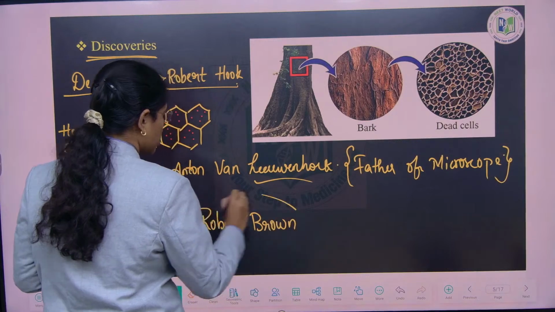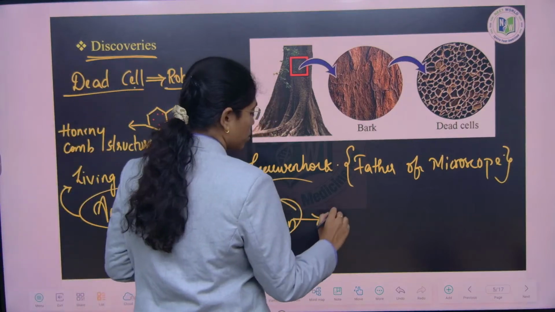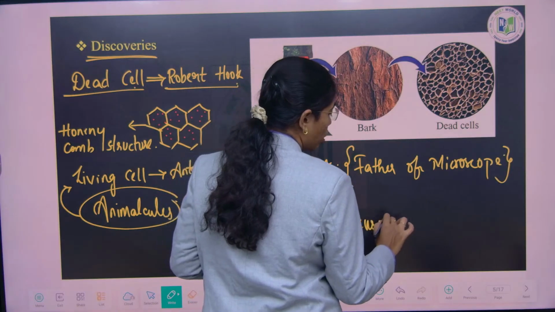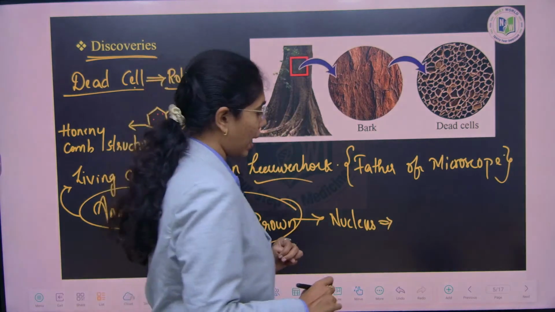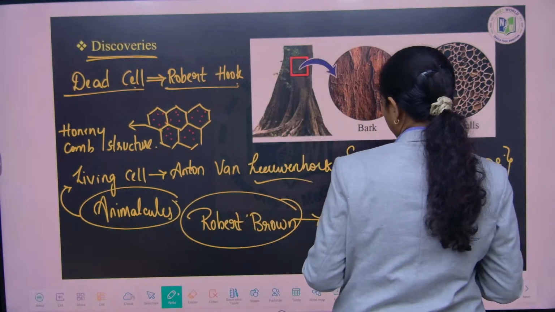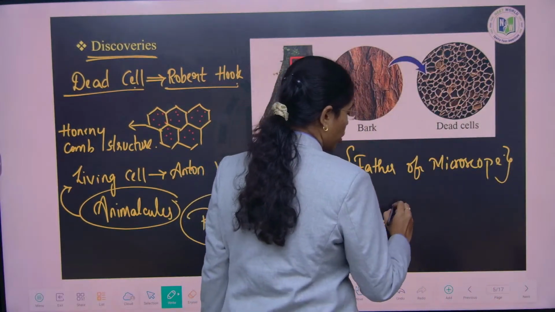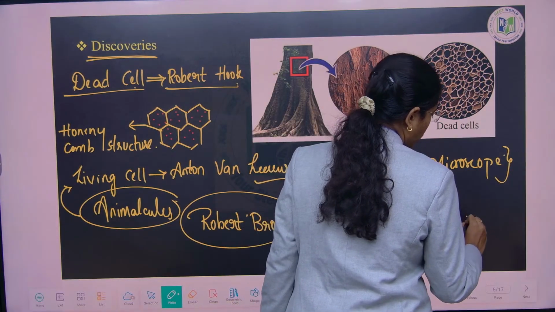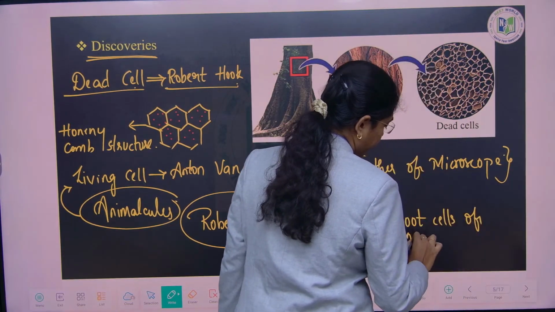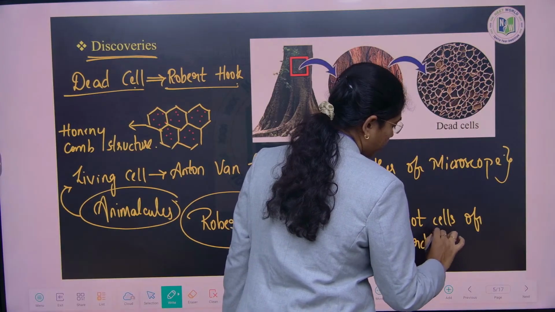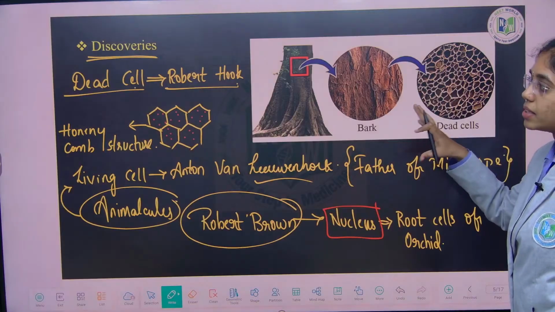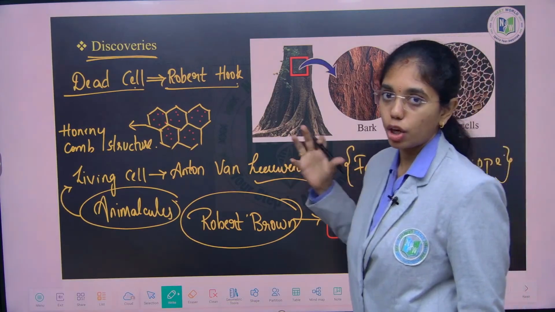Robert Brown has discovered nucleus from the root cells of orchid plant. Okay, Robert Brown has discovered the nucleus from root cells of orchid. Got it? These are the simple basic discoveries that we have to remember at the beginning of the chapter.